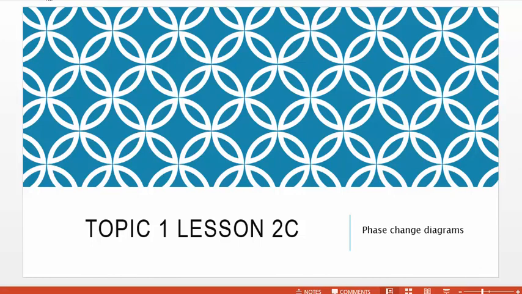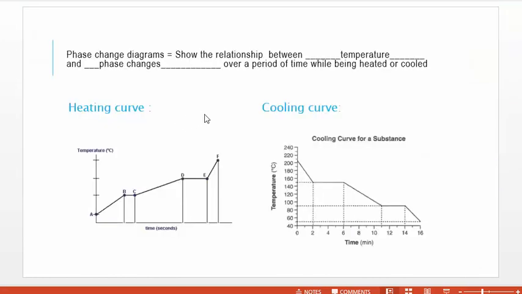So what is a phase change diagram? A phase change diagram shows the relationship between temperature and phase changes over a period of time, whether it is being heated or cooled. Again, today what you guys did was the cooling aspect of it, but you will be doing the heating aspect of it tomorrow.